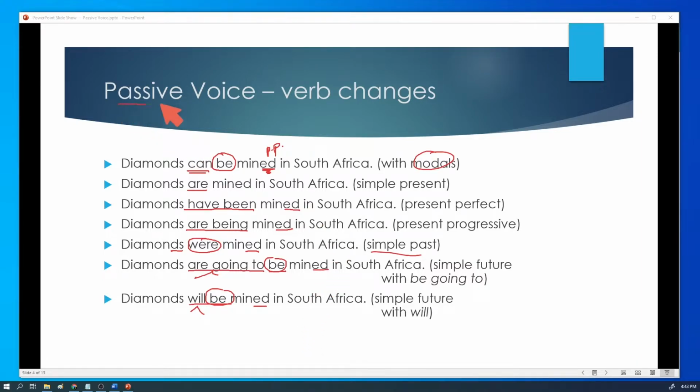So with passive voice, the verb tense that changes is be. The past participle stays the same always. It doesn't matter what the tense is.